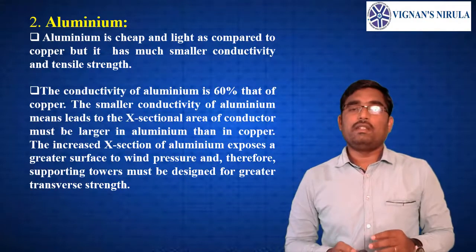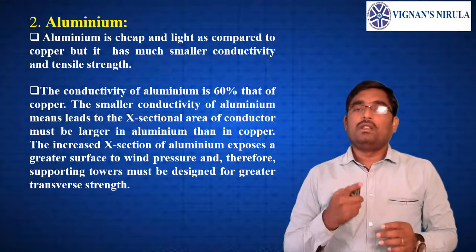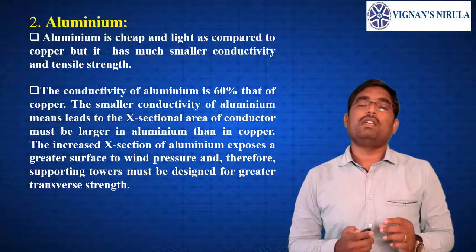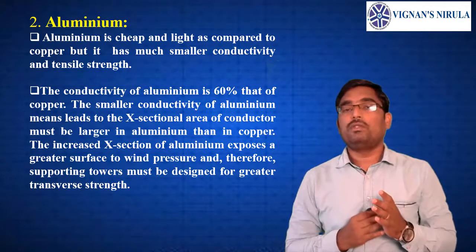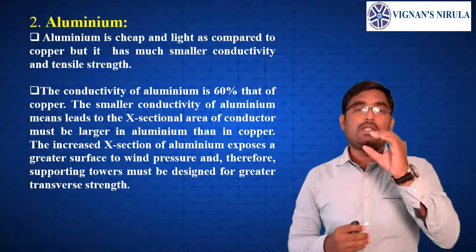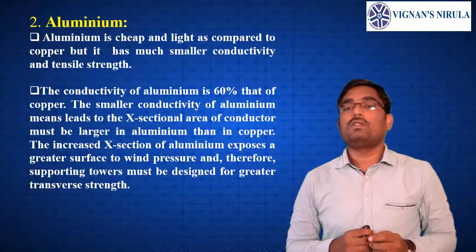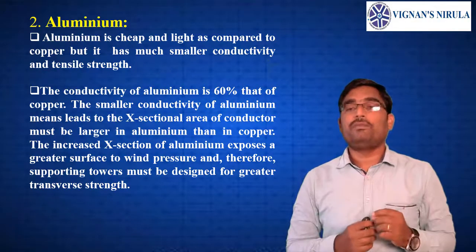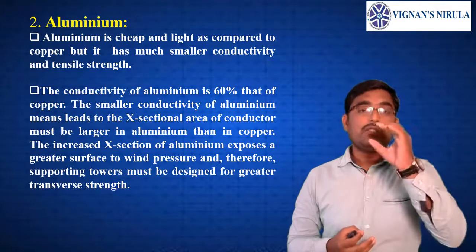You can see here the conductivity of aluminum is 60% that of copper. The smaller conductivity of aluminum means the cross sectional area of the conductor must be larger in aluminum than in copper. As the conductivity is low, in order to carry the same amount of current, an aluminum conductor requires a larger size than copper. This increased cross section exposes a greater surface to wind pressure, so the wind pressure on the conductor will be more.